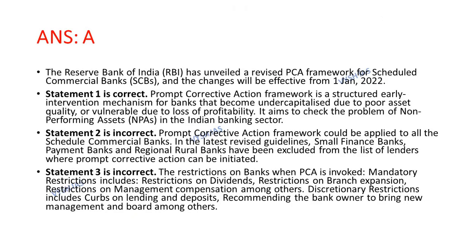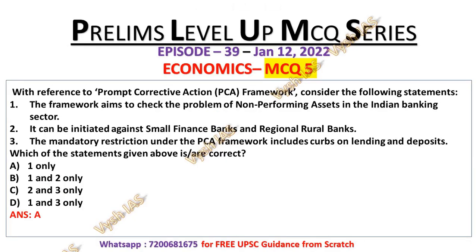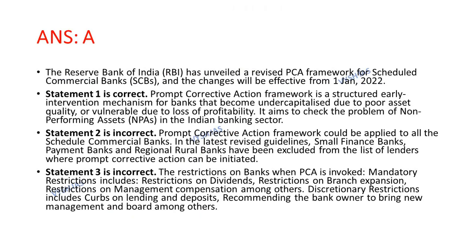Now, statement number 2 is incorrect. The Prompt Corrective Action framework could be applied to all scheduled commercial banks. In the latest revised guidelines, small finance banks, payment banks and regional rural banks have been excluded, not included, from the list of lenders where prompt corrective action can be initiated. That's why statement number 2 is incorrect, because it says it can be initiated against small finance banks and regional rural banks, and I already explained that they are excluded from it.